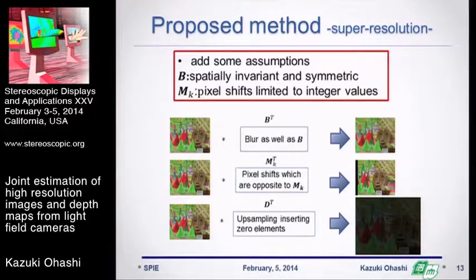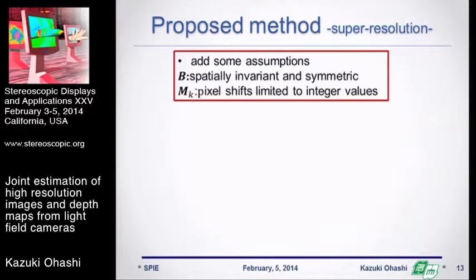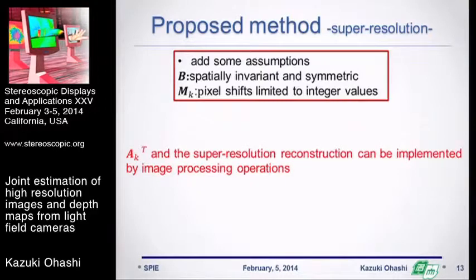The transpose of D represents an upsampling matrix inserting 0 elements at regular intervals. All of these can be implemented by image processing operations. So, the transpose of AK and the super resolution reconstruction can be implemented by image processing.